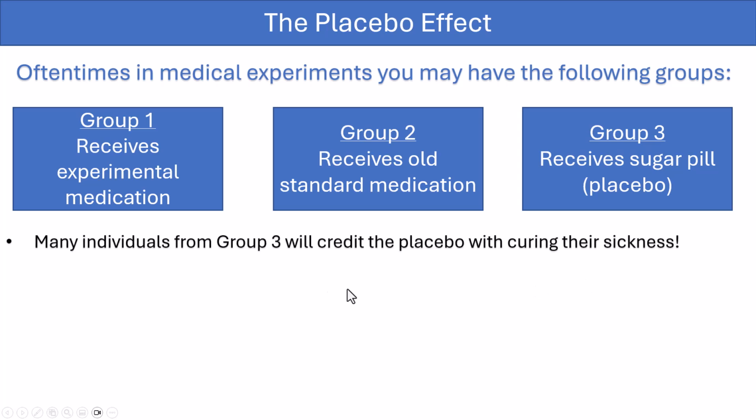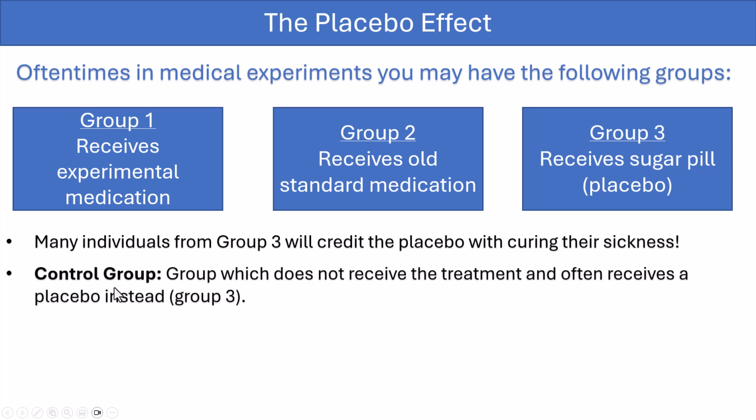Now, the thing is that many individuals in that third group, the placebo group, may credit the placebo with curing their illness, or they may report that they got better, even though what they are taking doesn't actually have any active medical ingredients in it, right? Now, we use the term control group to refer to a group that we would like to compare to. So in most cases, the placebo would be considered a control group.